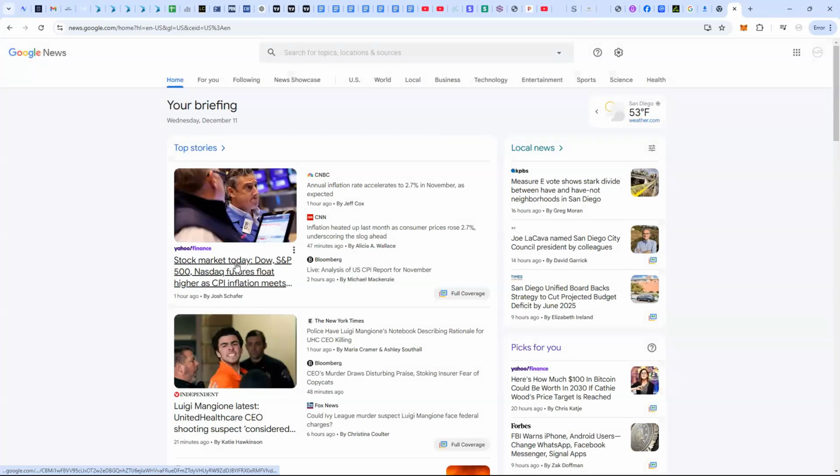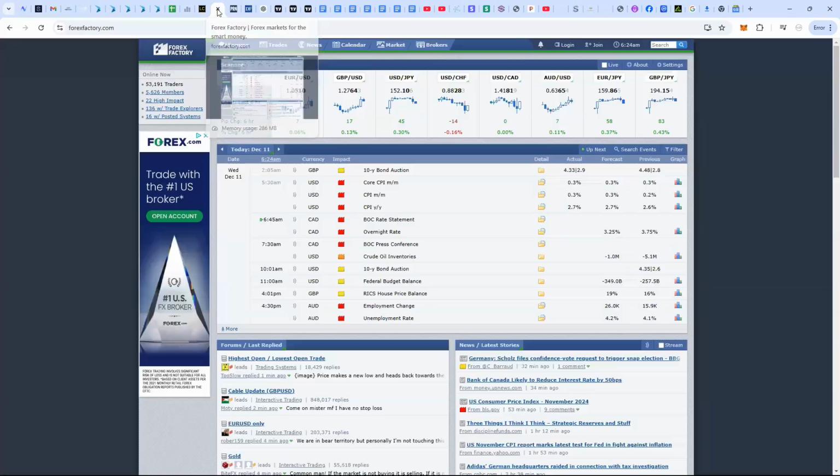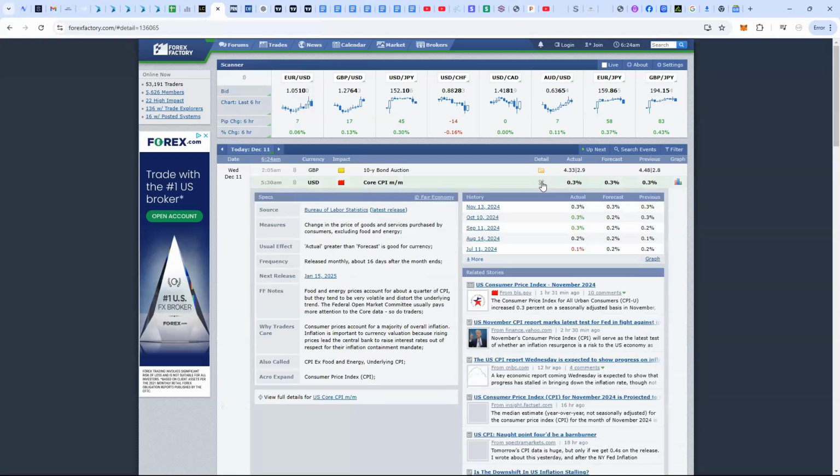And stock market today, Dow Jones, let's see. Float higher as CPI inflation. So the inflation report, let's go back to the inflation report. Okay, this is it right here. We had the monthly and the yearly one come out today for the CPI. That's the interest rates. It's the change in the price of goods and services purchased by consumers, excluding food and energy. Actual greater than forecast is good for the currency. There was nothing that happened here. What they predicted, what was last month, this month, nothing has changed.